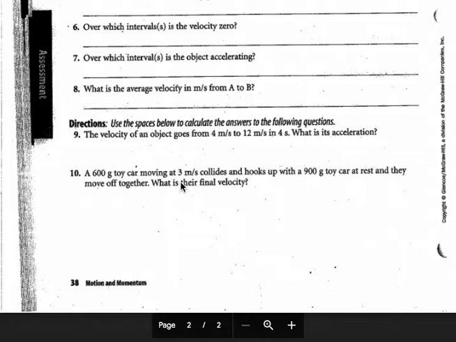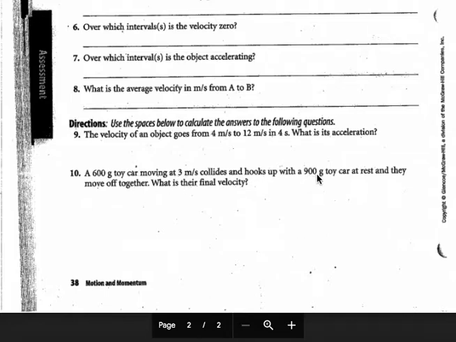Number 10, a toy car moving at 3 meters per second collides and hooks up with a 900-gram toy car at rest, and they move together. What is their final velocity? Here you can refer to our measurement and calculations of momentum, where you have the mass of an object and the speed of an object, because these objects are colliding and sticking together. So the math you're going to calculate here is the first part, 600 grams at 3 meters per second. You're going to multiply those. 600 times 3 is 1,800.